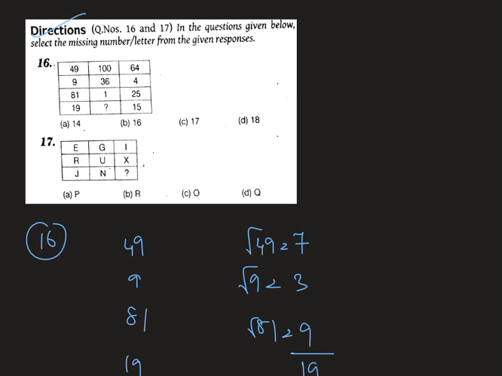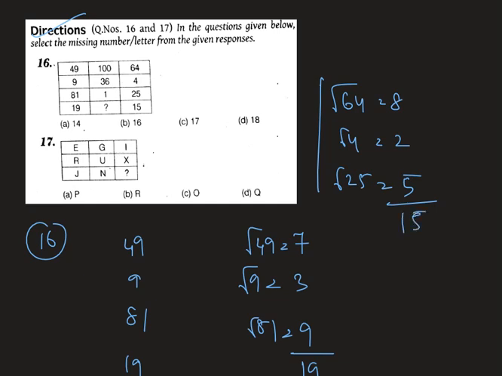As the missing number is in the second column, first of all we check the third one. So here 64, 4 and 25 are all squares of some numbers, like 64 is the square of 8, 4 is the square of 2, 25 is the square of 5. If we add these numbers we get 15. So we are now sure that this pattern is inherent in all the columns. Therefore if we apply this pattern in the second one, then we get the missing value.